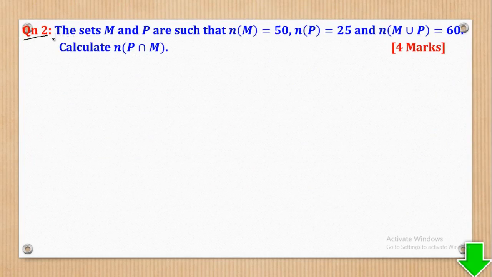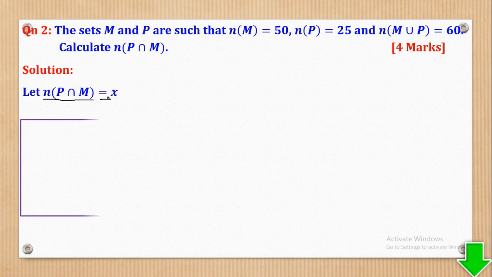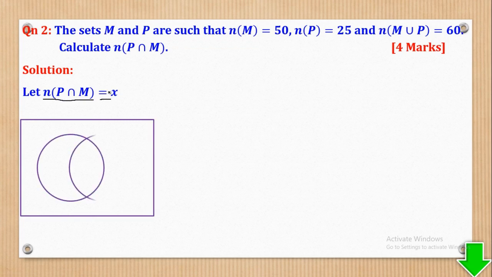So question 2 says that the sets M and P are such that number of members in M are 50, number of members in P are 25, and number of members in M union P are 60. Calculate the number of members in P intersection M. So the best way to answer this question is to use a Venn diagram. So the first thing to do is we shall say that let the number of members in P intersection M be X. Therefore we shall draw our Venn diagram, and after that we shall represent the given information in the Venn diagram.